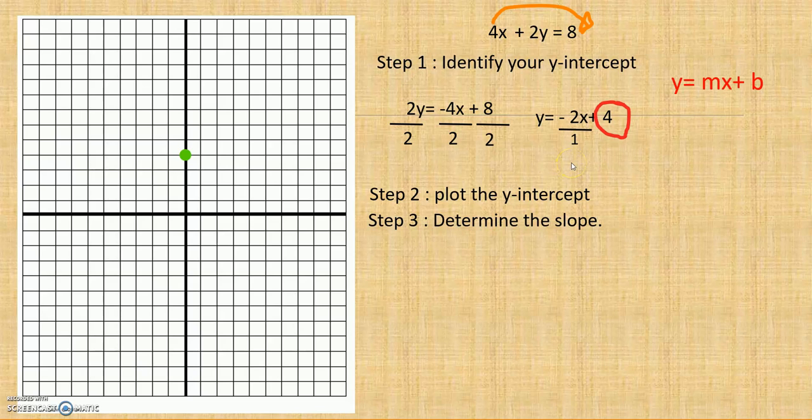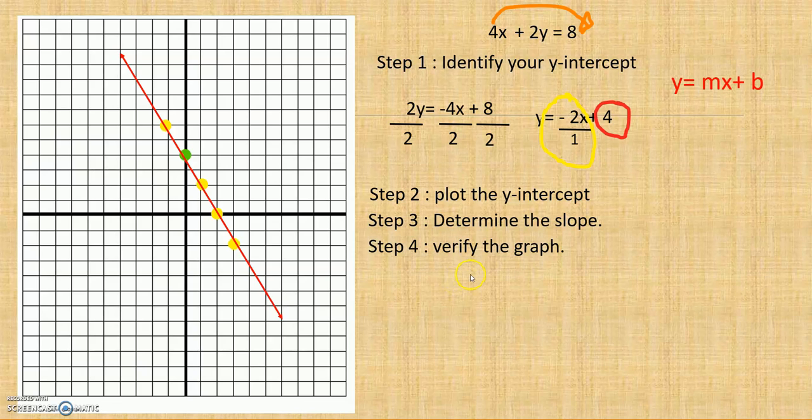So let's plot our slope. Since this is negative, we will go down. 1, 2, and then run is 1. So we have all the yellow dots here as the slope. And as I said earlier, it can be 2 over negative 1. Then we will connect the dots.